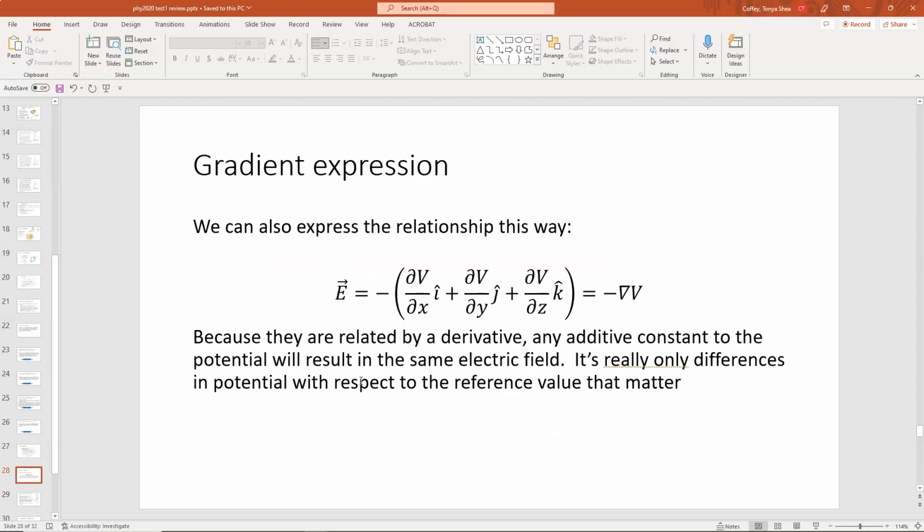You can also express the relationship between the electric field and the voltage as a gradient. So the electric field is equal to the negative gradient of the voltage. Remember, the gradient operator is the partial with respect to x i hat plus the partial with respect to y j hat plus the partial with respect to z k hat in Cartesian coordinates. It's not quite that straightforward in the other coordinate systems. However, on the back cover of your textbook, I give you those relationships so you don't have to memorize them.